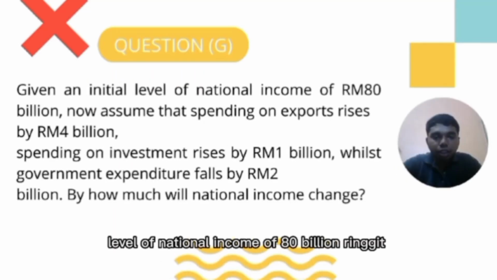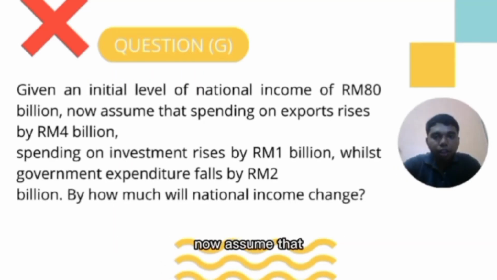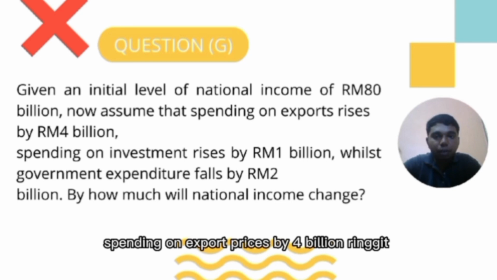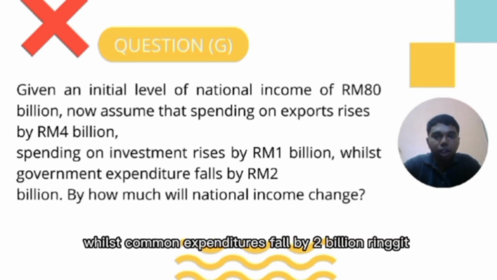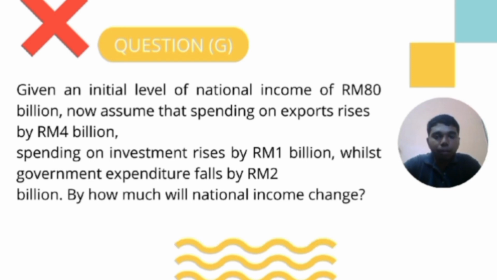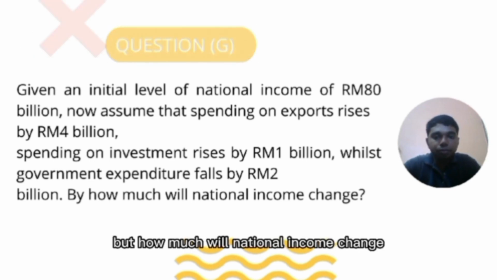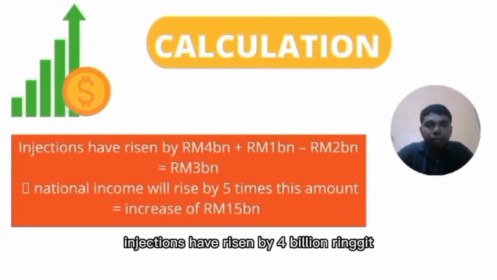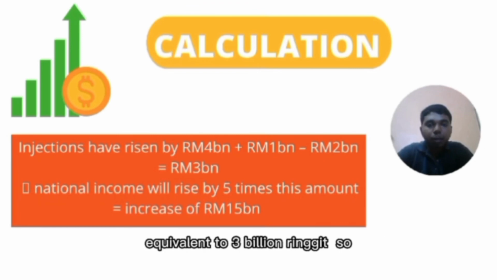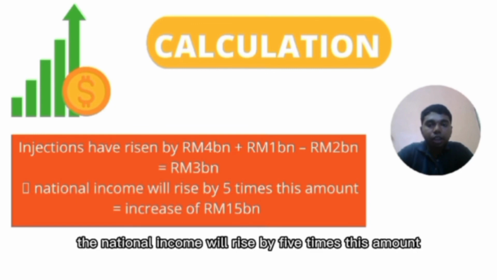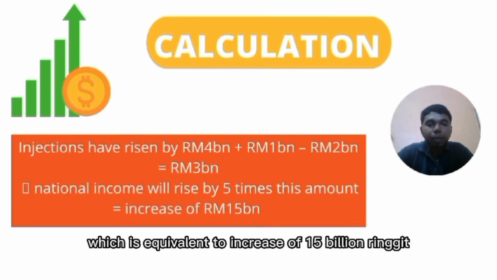Given an initial level of national income of 80 billion ringgit, now assume that spending on export rises by 4 billion ringgit, spending on investment rises by 1 billion ringgit, whilst government expenditure falls by 2 billion ringgit. By how much will national income change? Injections have risen by 4 billion ringgit plus 1 billion ringgit minus 2 billion ringgit, equivalent to 3 billion ringgit. So the national income will rise by 5 times this amount, which is equivalent to an increase of 15 billion ringgit.